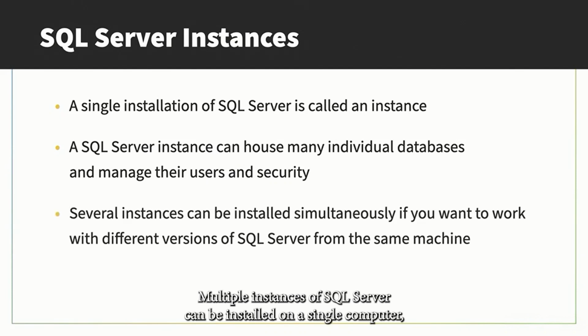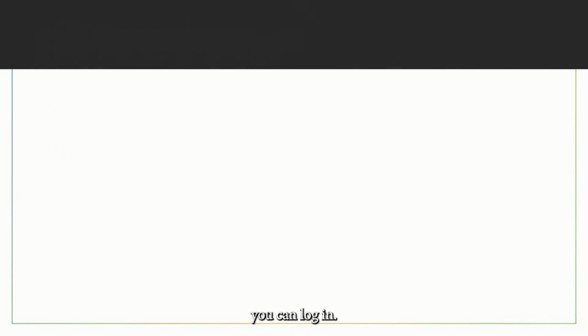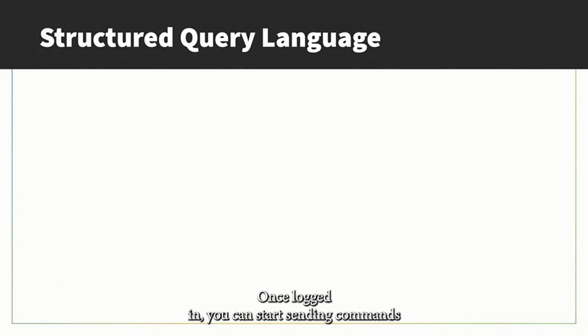Multiple instances of SQL Server can be installed on a single computer, which helps administrators control access and manage resources, or even run different versions of SQL Server on the same hardware. When connecting to a computer running multiple SQL Server instances, you will need to specify the name or IP address of the computer, as well as the name of the specific instance that you want to access before you can log in. Once logged in, you can start sending commands that you want the server to perform.